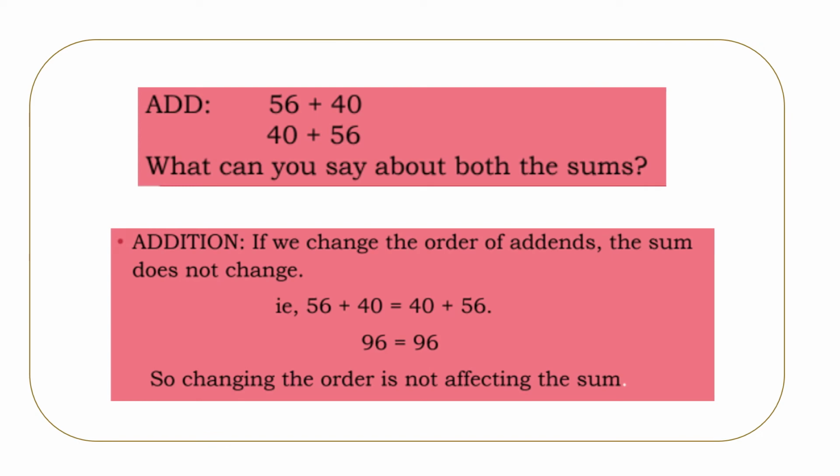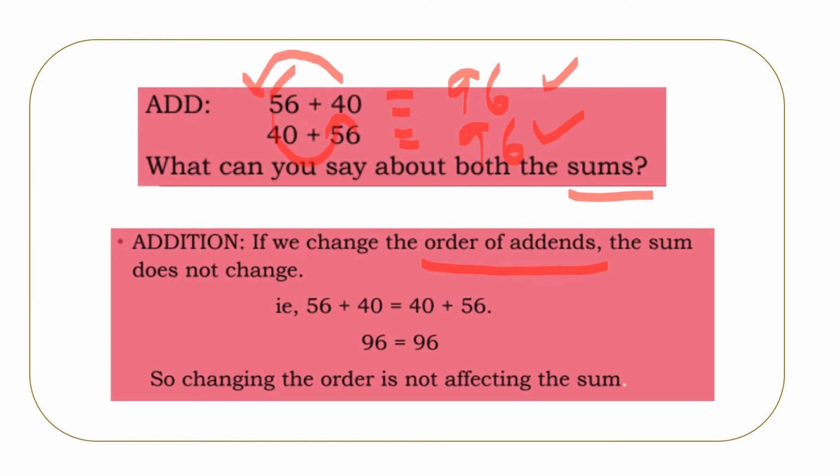So here try to add 56 and 40 and get the answer. 56 plus 40 gives you 96. Similarly add 40 and 56. You will get the same answer. So what can you say about both the sums? Both the sums are same. If we change the order of addends, that means we are bringing 40 in front and taking 56 to the back side, the sum does not change. That means 56 plus 40 will be equal to 40 plus 56 and both are equal to 96. So changing the order is not affecting the sum.